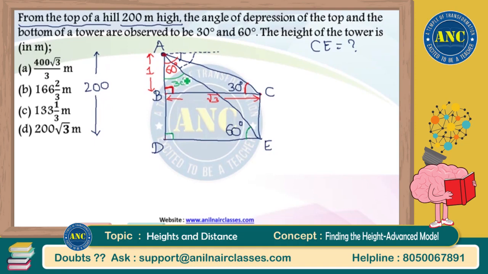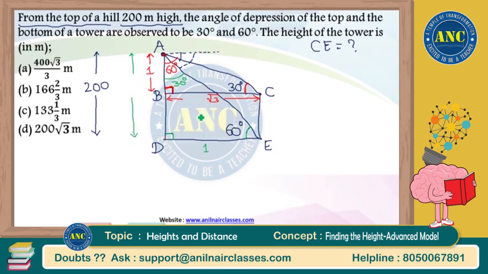Again, I will implement the same methodology or ideology to solve this particular problem also. Opposite to 30, if it is 1 unit, opposite to 60 will become how much? Opposite to 60 will become root 3. Opposite to 60, the distance is AD, right? AD entirely will become root 3 units.